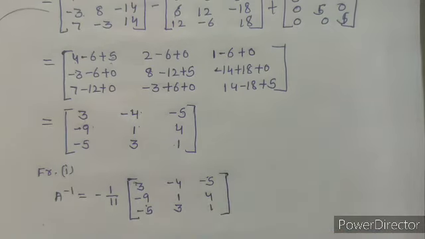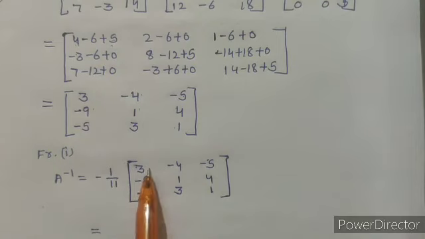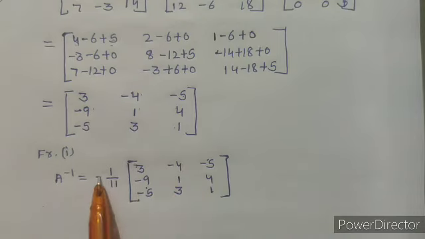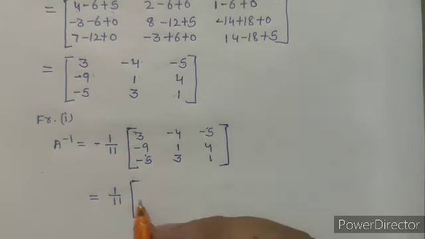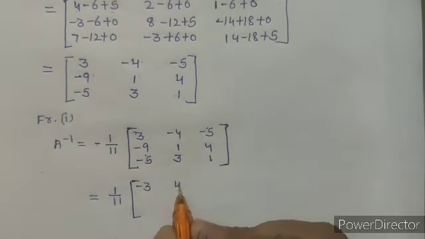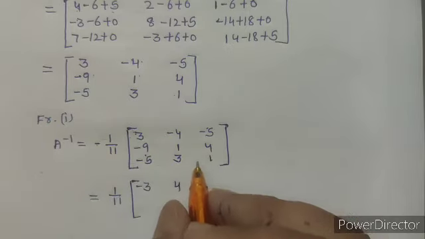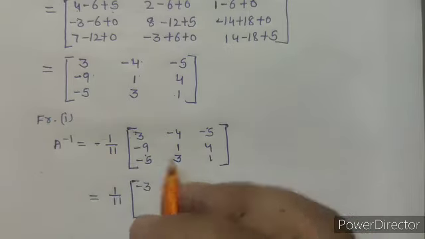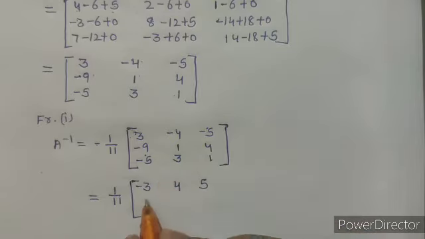Now we could divide it by minus 11, but here the elements of this matrix are not divisible by 11, so we can multiply it by minus 1 to get minus 1 upon 11 into the matrix. On multiplying all the elements of the matrix by minus 1, we get 5, 9, minus 1, minus 4, 5, minus 3, minus 1, and this is the value of A inverse.